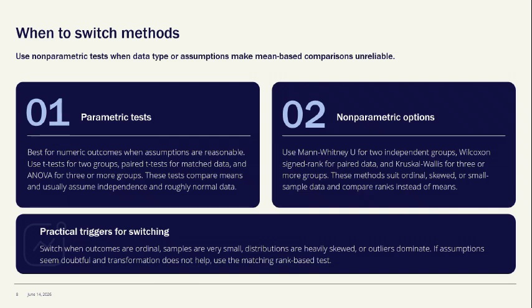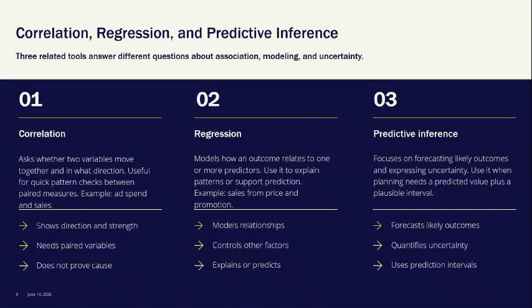For two independent groups, we use the Mann-Whitney U test. For paired observations, we use the Wilcoxon signed rank test. For three or more groups, we use the Kruskal-Wallis test. These methods compare rankings rather than means and are especially useful for ordinal, skewed, or small sample data. Whenever assumptions are questionable, nonparametric tests can provide more reliable conclusions.